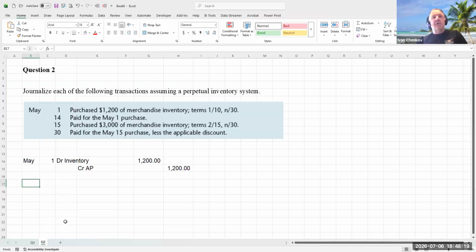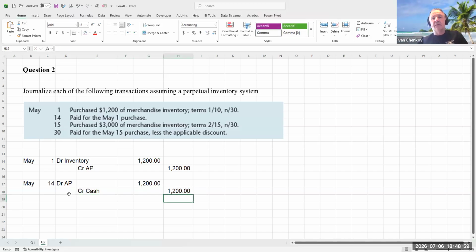Next one. Then we're going to the May 14th. And on May 14th, we're paying for the purchase on May 1st. The question is, can we use the 1% discount that was given to us if we pay within 10 days? Since we're paying within more than 10 days, we cannot use that discount. So for that reason, we have to pay exactly the amount that's sitting outstanding as accounts payable. So we're going to debit accounts payable with $1,200 and we're going to credit cash for the same amount.